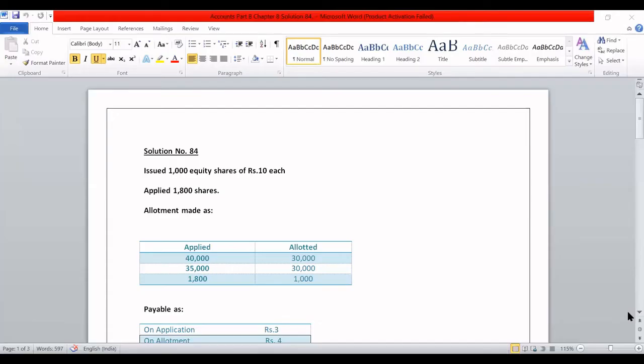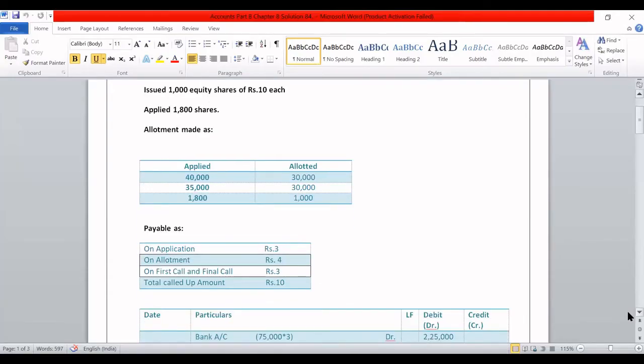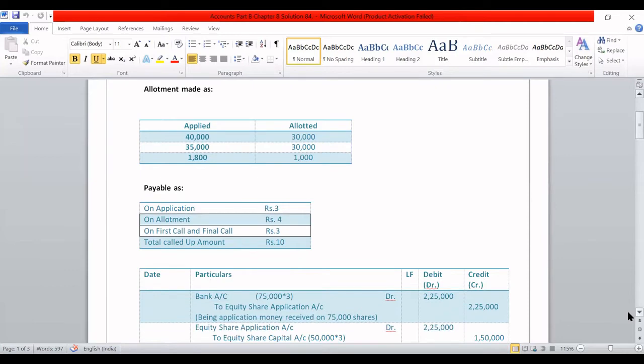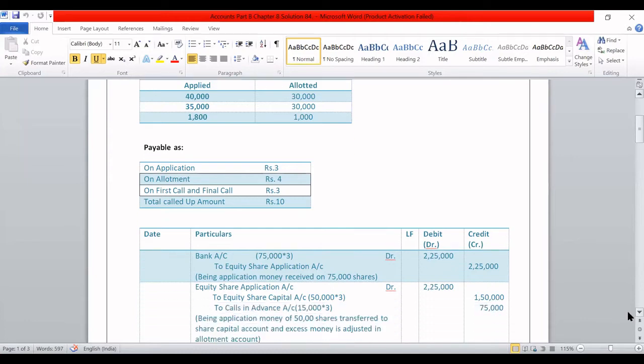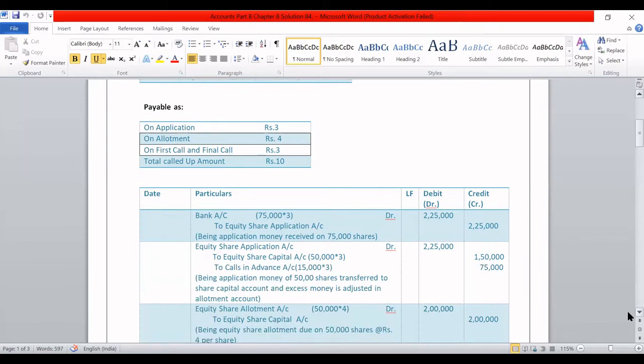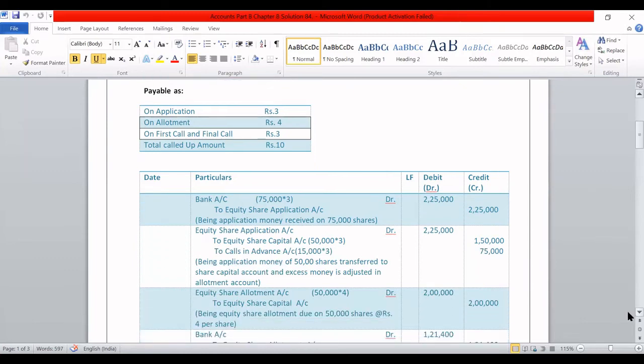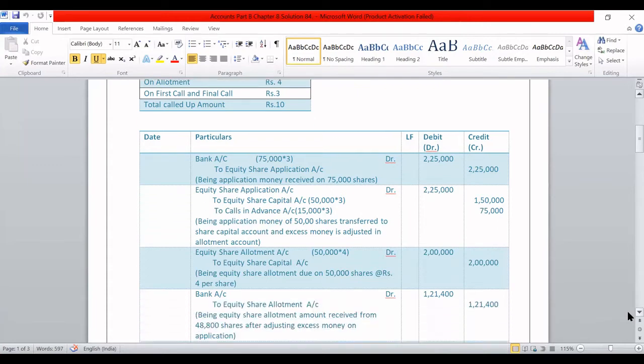First of all, the applied is 40,000. Allotment made as applied 40,000, they got 30,000. 35,000, they got again 30,000. And whoever had applied for 1,800 was allotted 1,000 shares. On application, we had to pay 3 per share, on allotment rupees 4 per share, on first call and the final call rupees 3 per share. And the total called up amount was rupees 10.